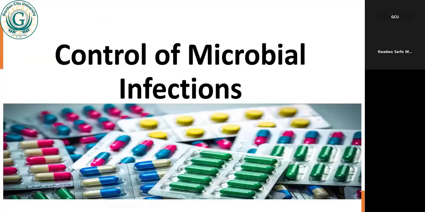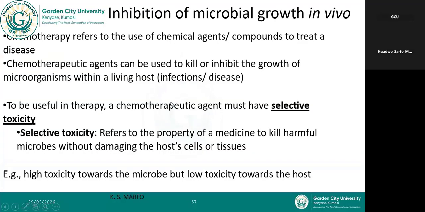We come to the second part where there is infection established and we want to control the microbial growth within the host. So disinfection and sterilization occur out of the host. Control of the microbial infection occurs within the host or the system. And this is an in vivo activity happening within a living organism. In this case, we are looking at the living host.